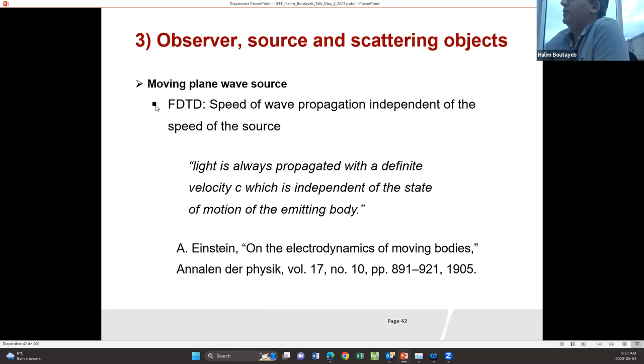We also analyzed what is the speed of propagation when the plane wave source is moving. So remember, when we have the plane wave source moving, we can analyze what speed we have for different v over c. And we found in the FDTD that it is independent. The propagation is always c, independent of the speed of the source. And this is in agreement with what Einstein called his second postulate in his 1905 paper: light is always propagating with a definite velocity c, which is independent of the state of motion of the emitting body.